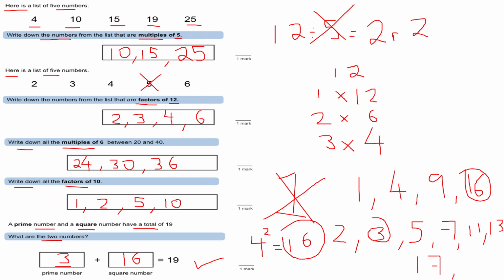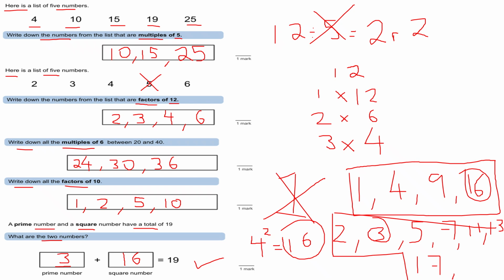Okay, so these here are your list of prime numbers, up to 17, and then these are your list of square numbers up to 16. The reason why I didn't go above this is because the number I'm looking at is 19. Any number above that would not be applicable for this question.